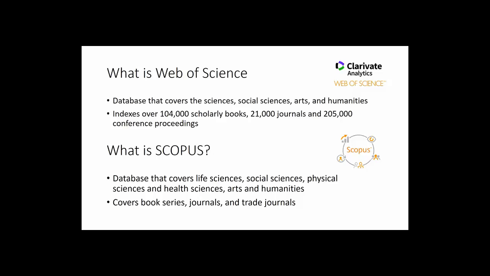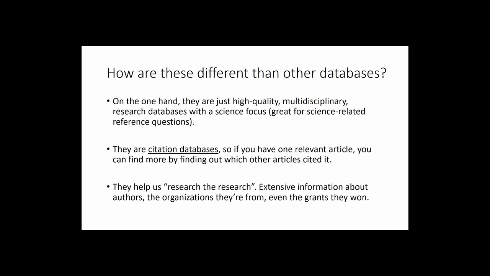Both Web of Science and Scopus cover the hard sciences, social sciences, health sciences, arts, and humanities. They index books, journals, conference proceedings, and other stuff. So on the one hand, these are just two really good multidisciplinary databases with high quality resources, good for people writing their papers and you answering their reference questions. But these databases are also more than that. They are what we call citation databases.